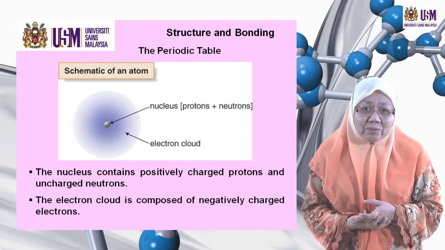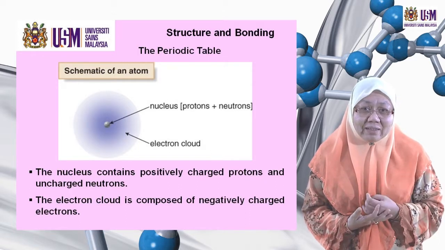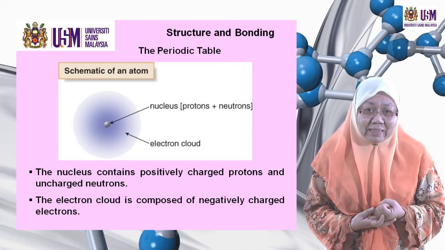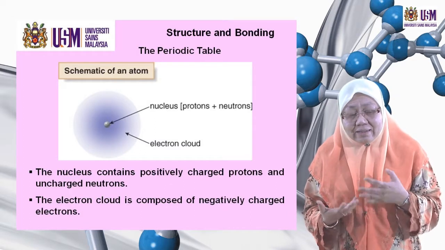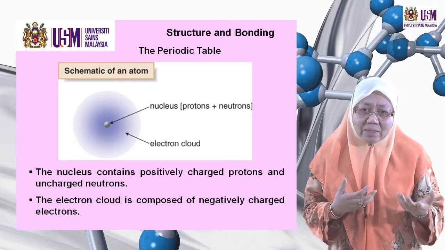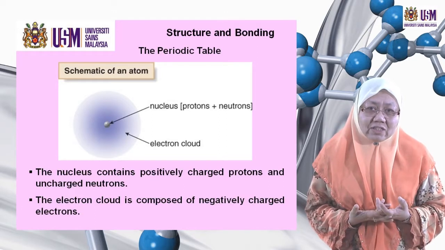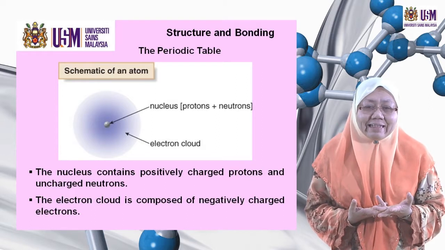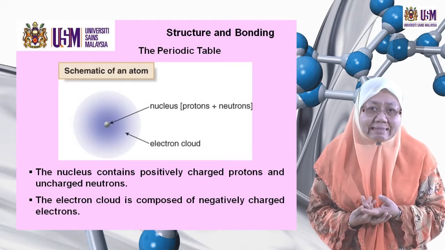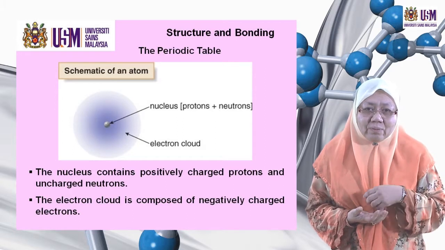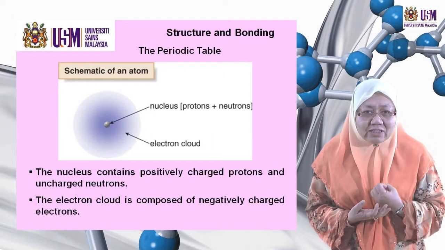Okay? But in order to learn what organic chemistry actually is, we have to go back to the basics, that is the atom. We have to study the atom in order for us to relate how an organic compound is formed. So first of all, we look at the structure of an atom. You have already studied the periodic table back in form 5, form 6, and you know that we have atoms like hydrogen, carbon, nitrogen, and we need to study the structure of these atoms.